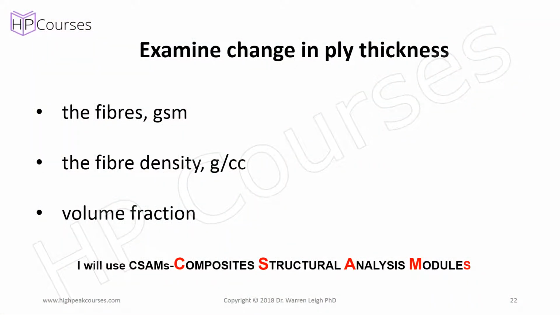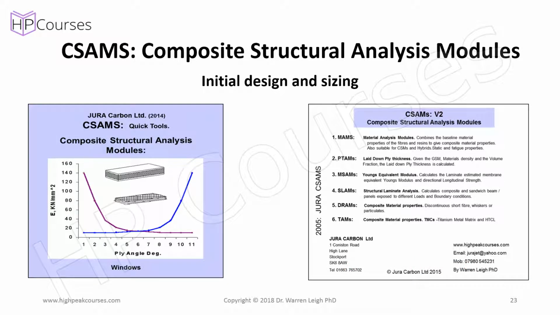Now I'm going to show you the effects of these three properties on the final laid down ply cured thickness. To do this, I will use a composite design analysis software program that I wrote in the mid-1990s and developed. This software will show us the effect on the laid down ply thickness by changing the GSM, the density and the volume fraction.